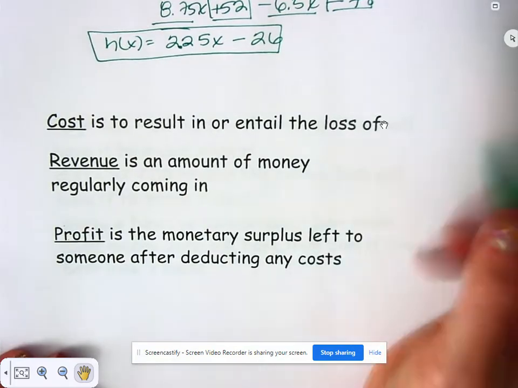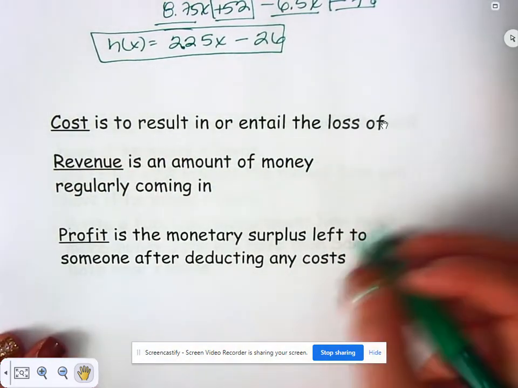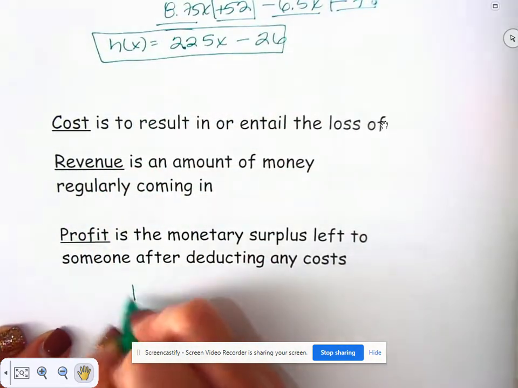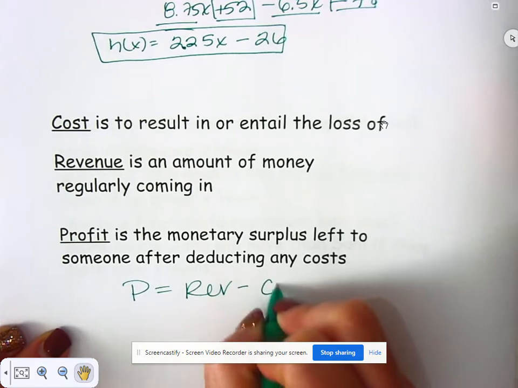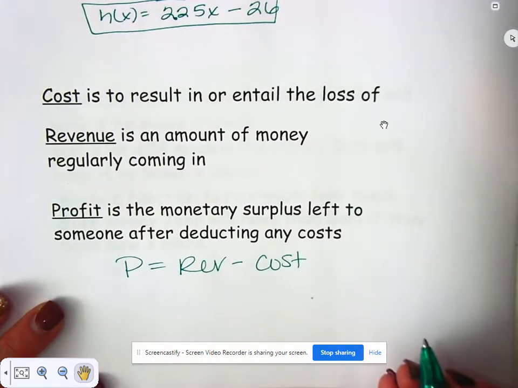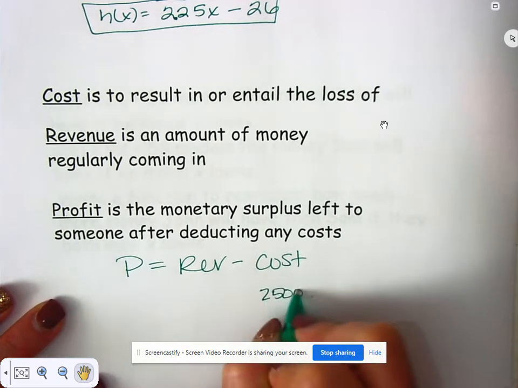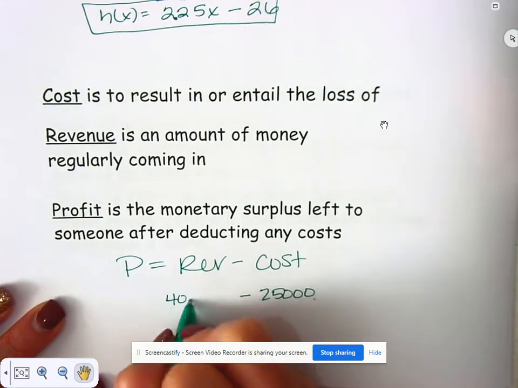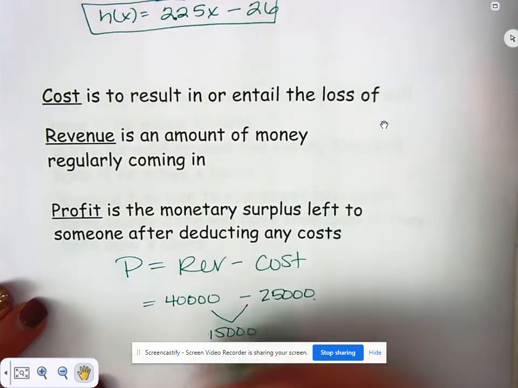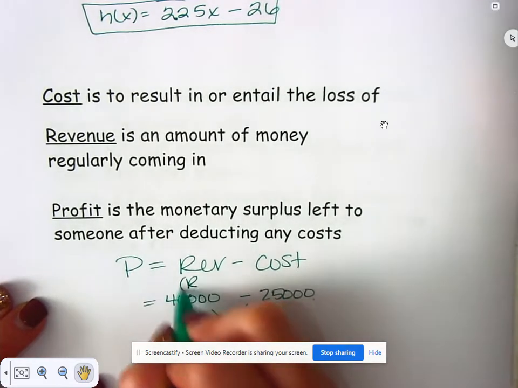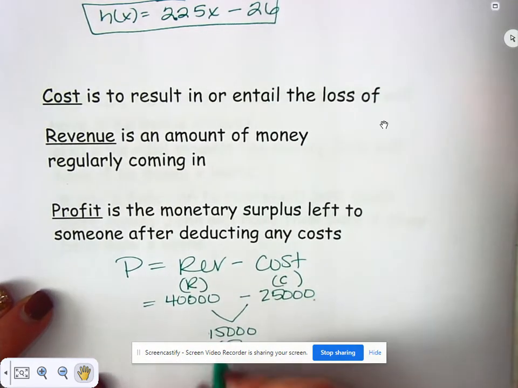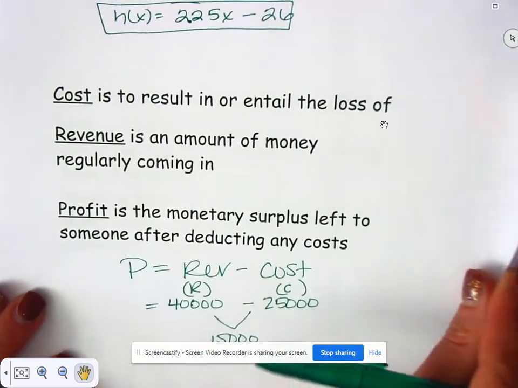Now, one of the things that we talked about is cost, revenue, and profit. Remember, profit is the money that's left over after you take what you brought in, which is our revenue, and subtract our cost. So what we need to learn here is profit equals revenue minus cost. In other words, if it cost me $25,000 to make a vehicle and I sold it for $40,000, my profit is going to be the difference, which is $15,000. How much I charge is my revenue, how much I paid for it is my cost, leaving me with a profit of $15,000. That's what we talked about in class.